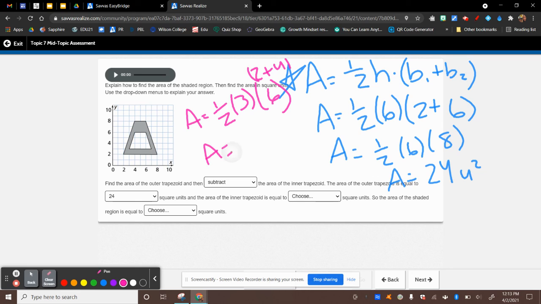So I'm going to say area equals 6 times 3 is 18. Half of that is 9. So I'll come back here and say the inner trapezoid is 9. So the area of the shaded region is equal to, I have to take 24 minus 9, which is 15. So the whole area should be 15 square units.